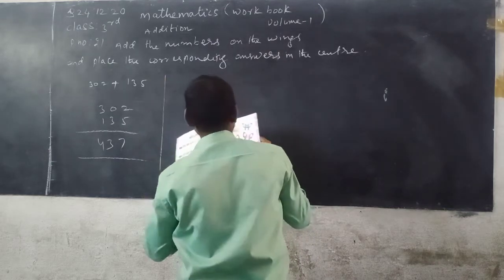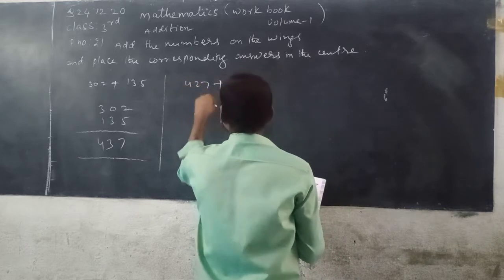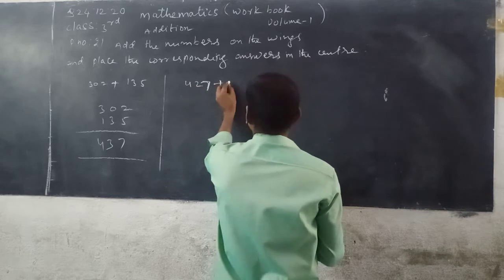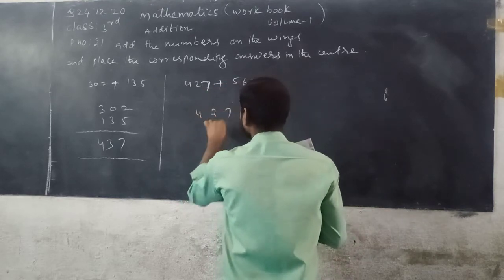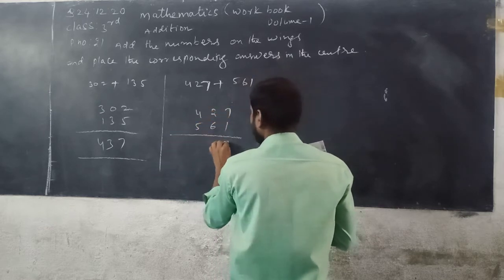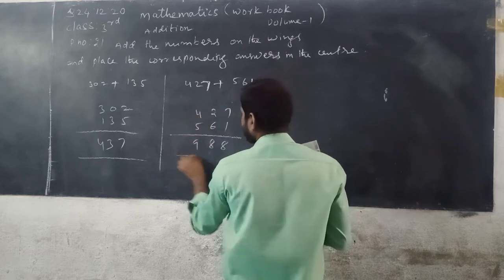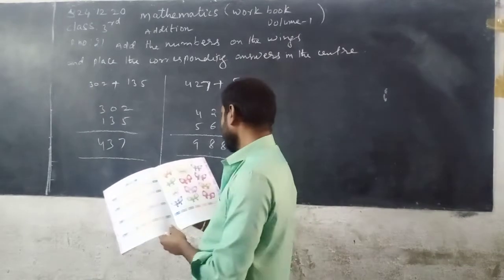Now next one, 427 plus 561. 7 plus 1 is 8, 2 plus 6 is 8, 4 plus 5 is 9. So everybody write down 998.